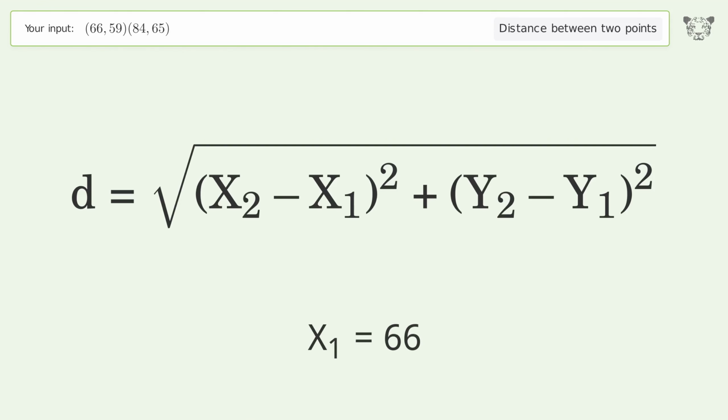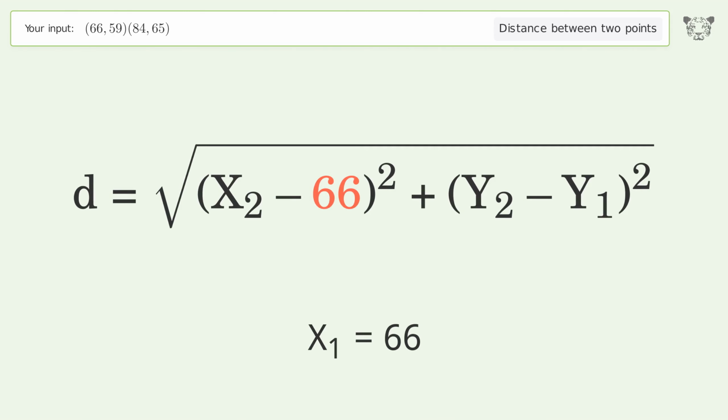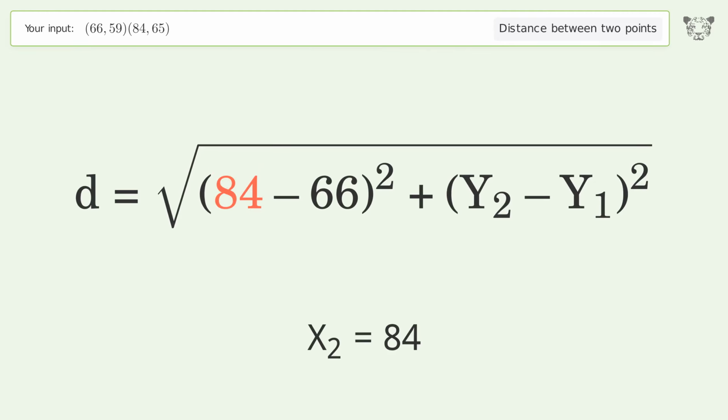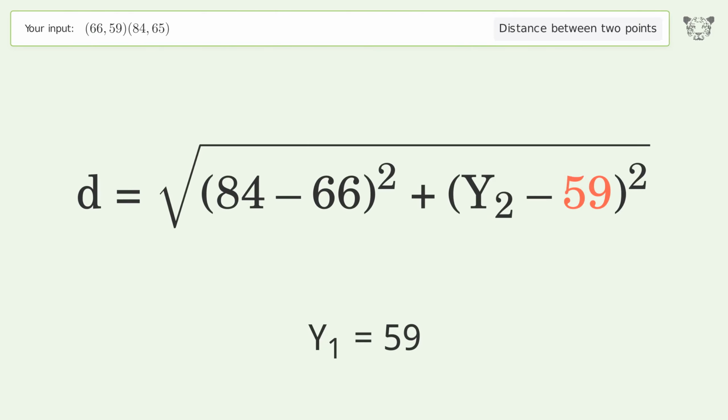x1 equals 66. x2 equals 84. y1 equals 59. y2 equals 65.